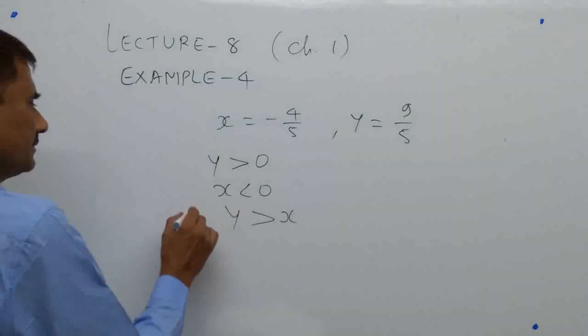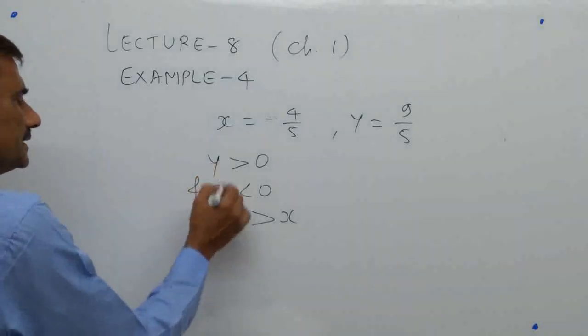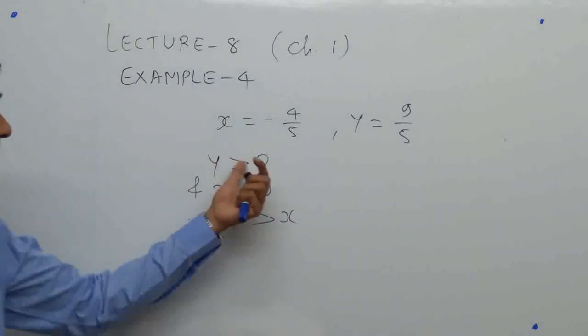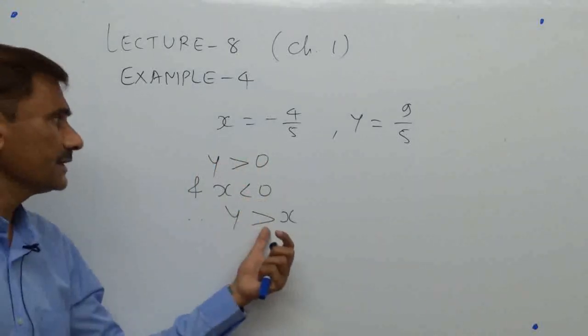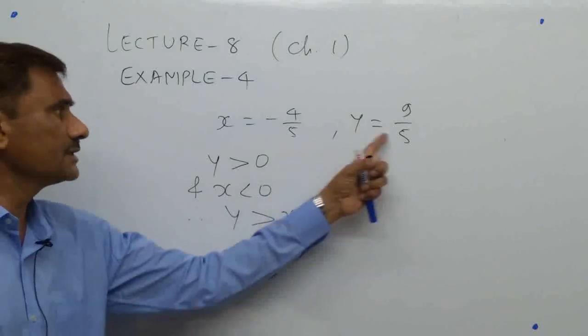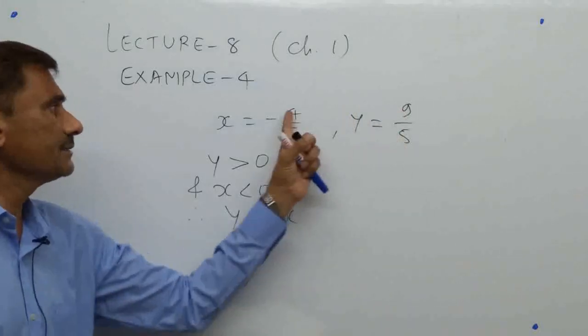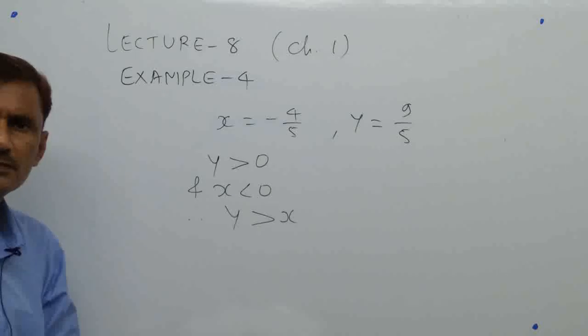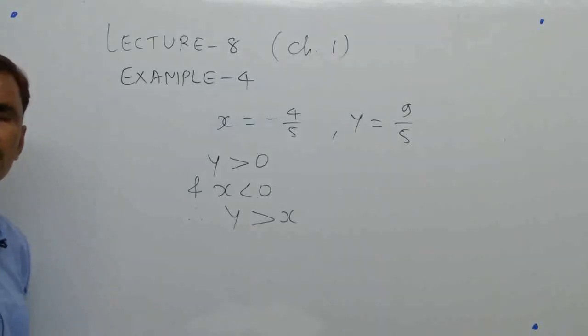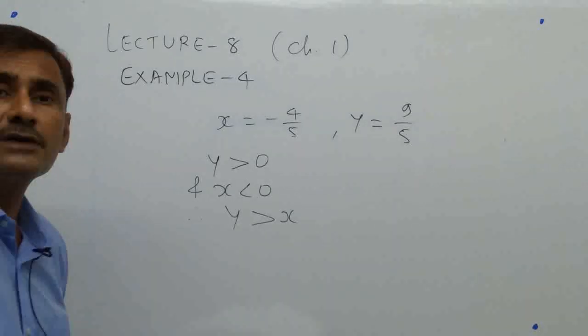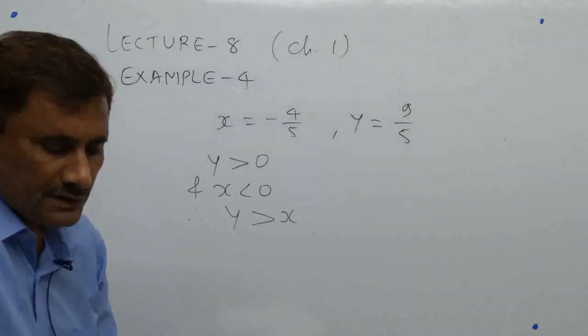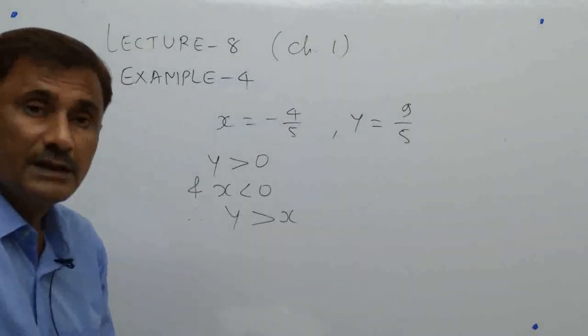Therefore this is our conclusion. This is positive, this is negative, that's why. Otherwise they have explained that the denominators are equal and 9 is greater than minus 4, that's why. It seems the same, but we have not concentrated on the value here, and whatever they are saying is also right.